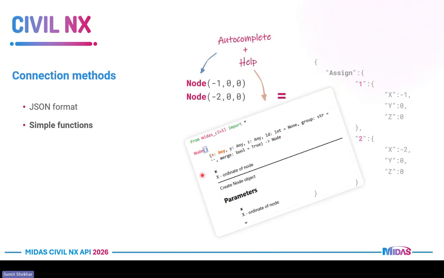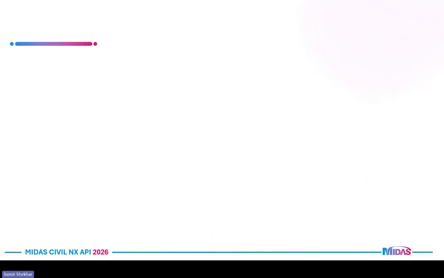The final advantage is direct auto help and auto complete. When writing, let's say, node, we can clearly see X, Y, Z, its ID, any structure group it should be a part of, and whether it should merge with the other nodes or not. And X represents the X coordinate of the node. So these are the main functions. Now let's go to the advantages.